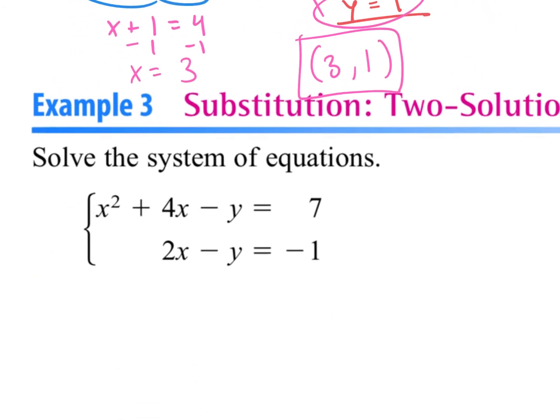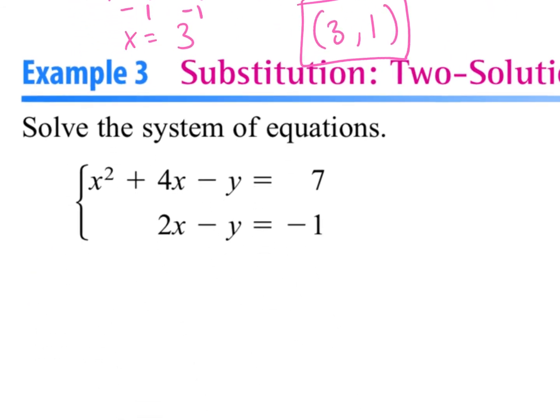All right, example 3. Example 3 looks a little bit different because one of our equations has an x squared. We will have to factor. But what we want to do first is solve the equation that doesn't have the x squared for the variable that's not the squared one. So here we're going to solve the second equation for y. Because if I solved this equation for x and got x is equal to something, I would have to plug whatever that is in here and then square it, and it's just a lot more work for us.